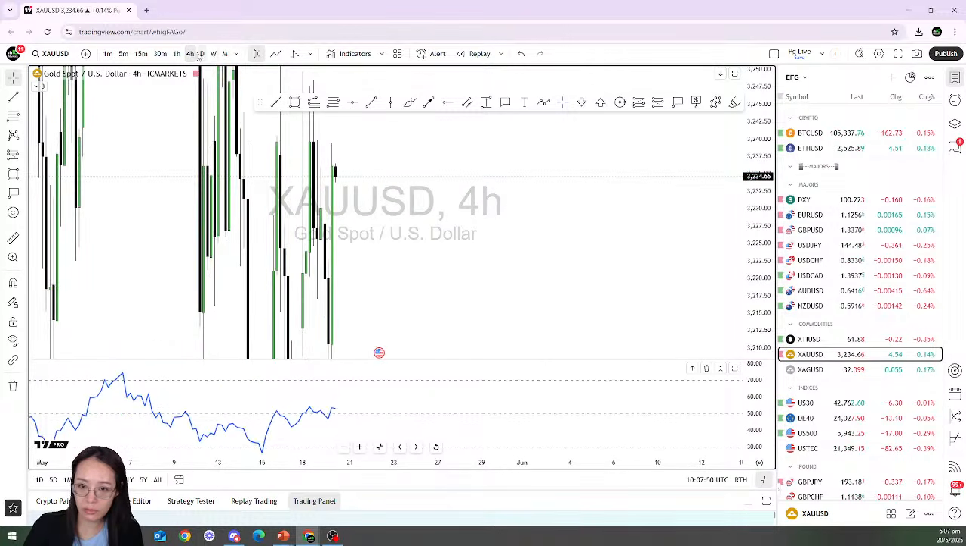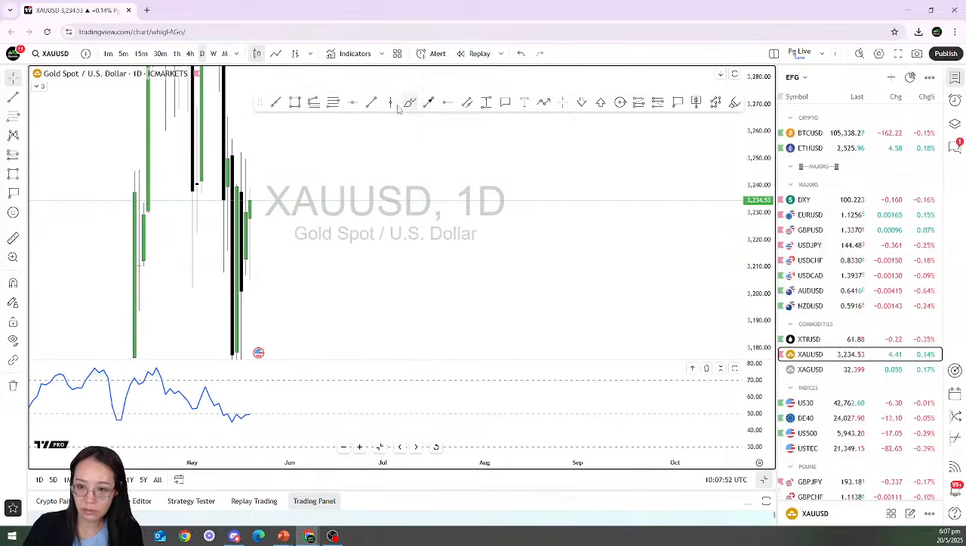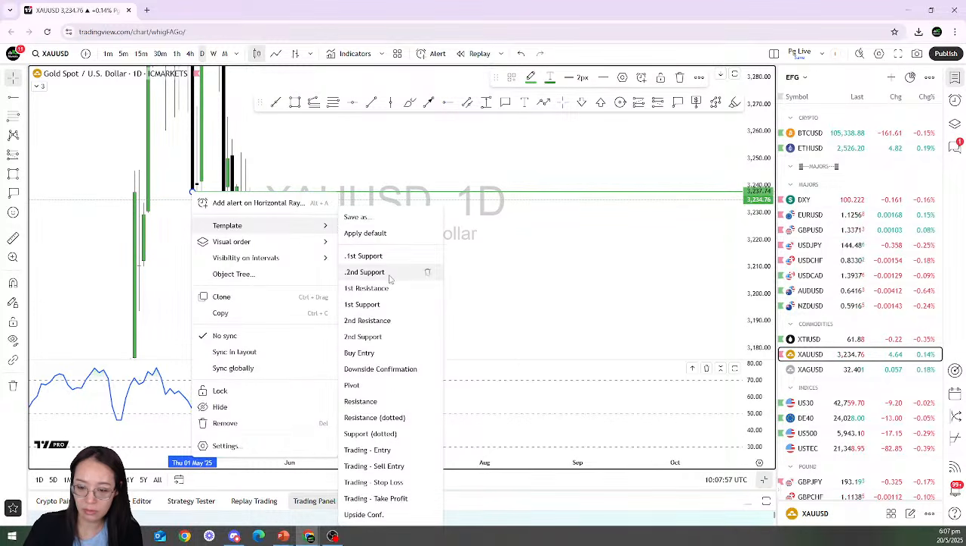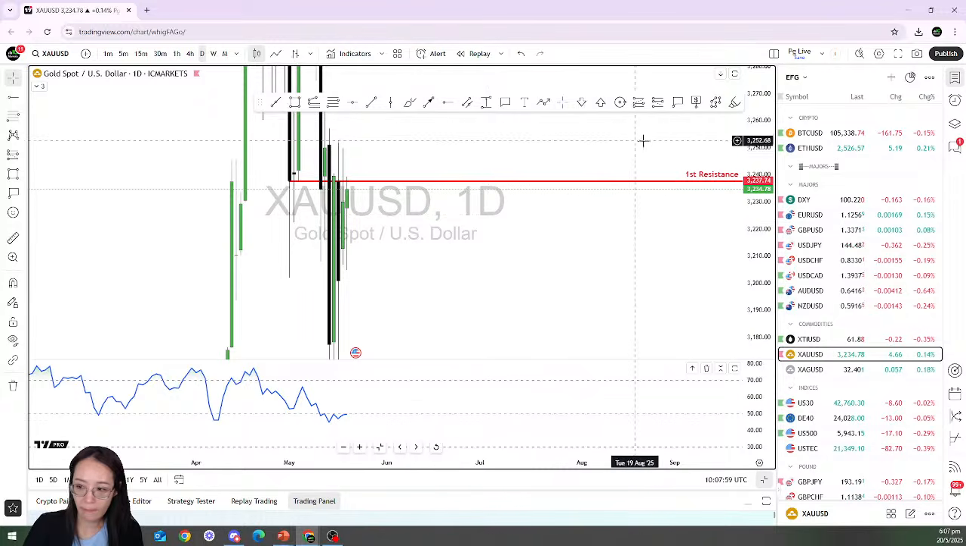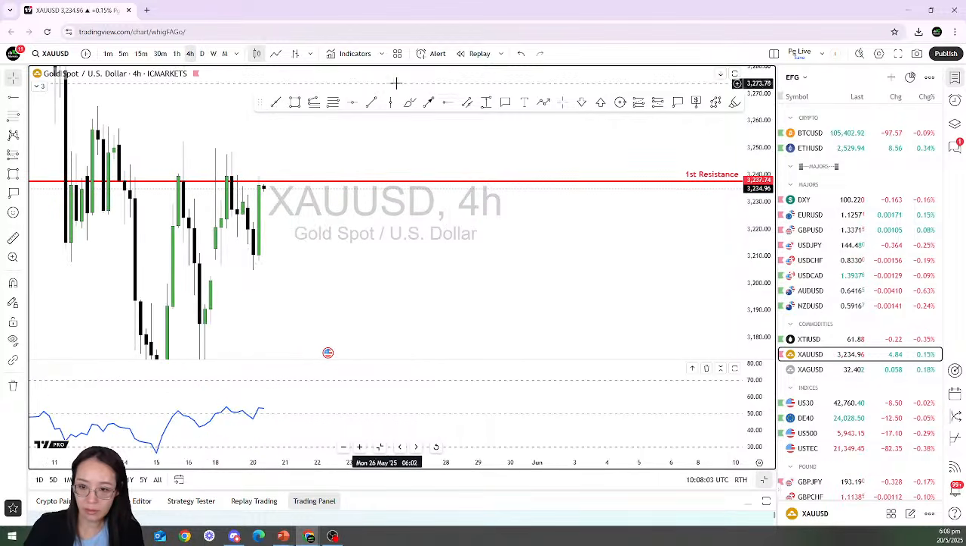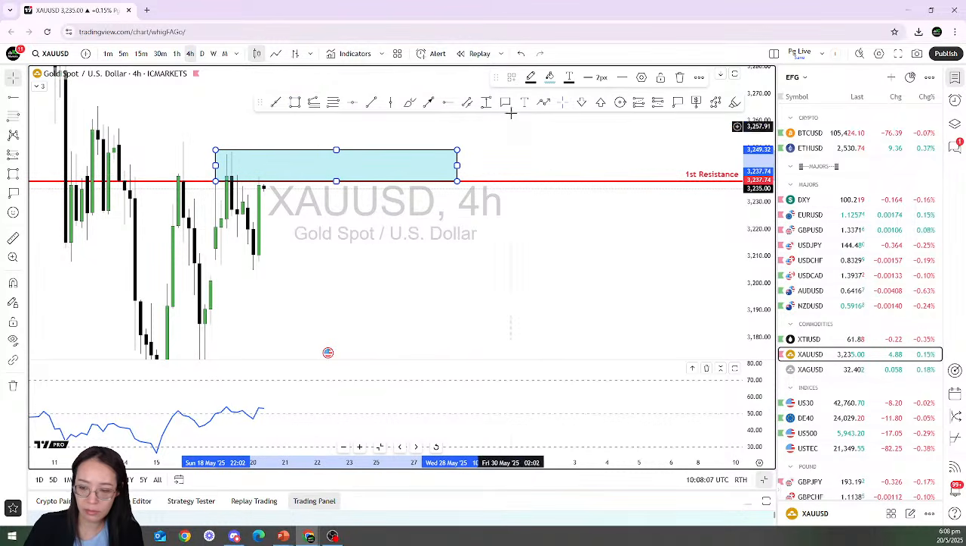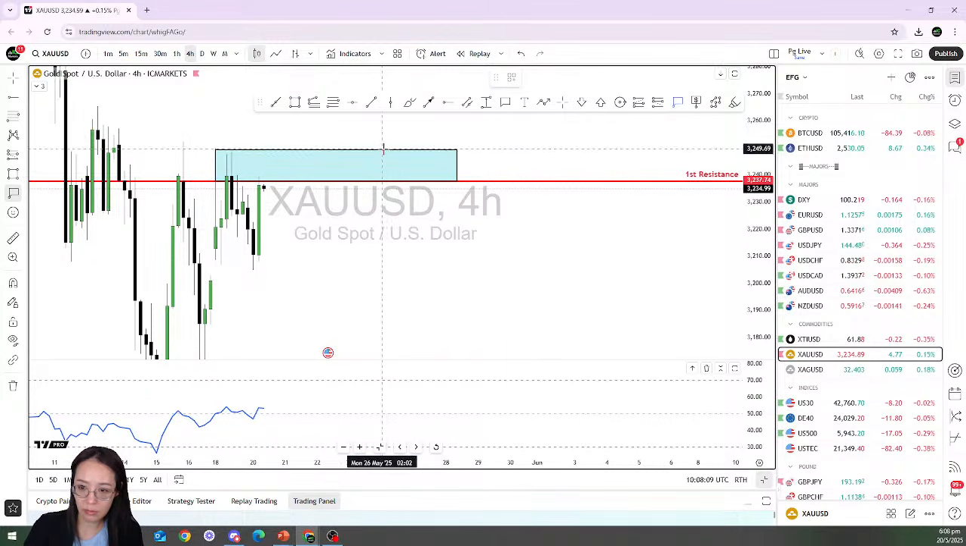Okay, just now I was drawing the resistance, right? I say that there is a resistance that's for you to sell. So if just now you sell, there is your sell zone. Okay, our sell zone is sell now. Just now I will highlight this, gonna be the zone for you to sell.